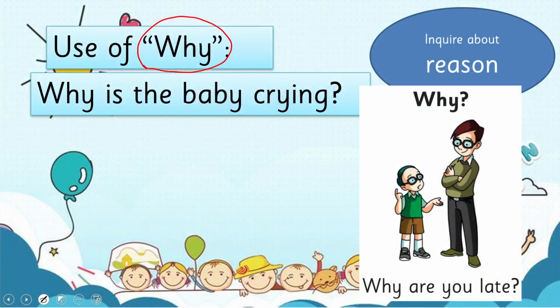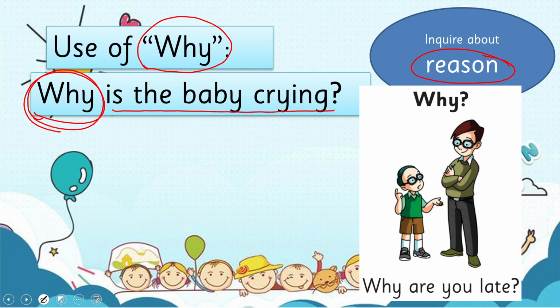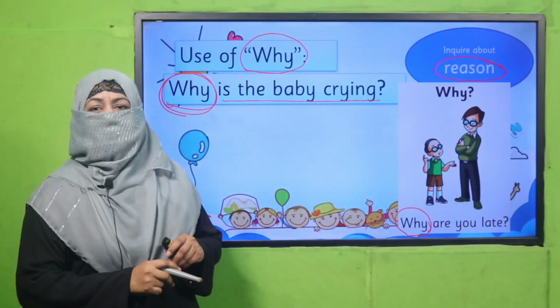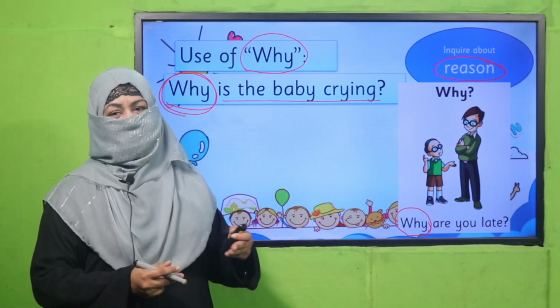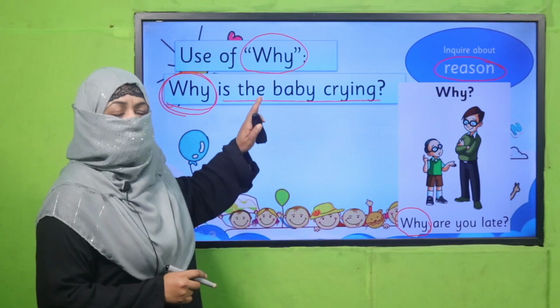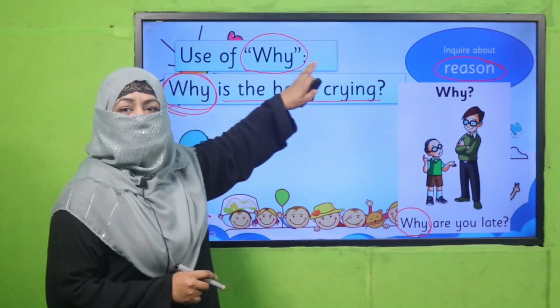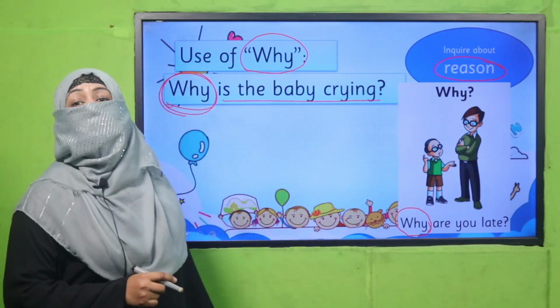Why? This question word we use when we want to inquire about reason. Means what is the reason behind it? Why is the baby crying? What is the reason? Why are you late? What is the reason? My van came late, or I was stuck in traffic, or whatever, right? So beta, when we want to ask about the reason, we use this word, question word, why.